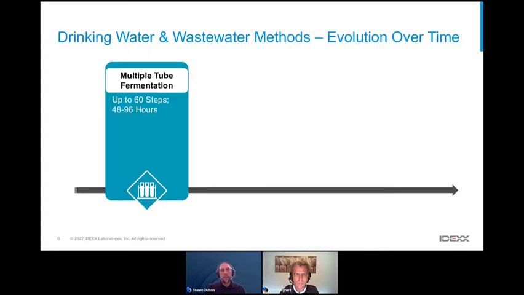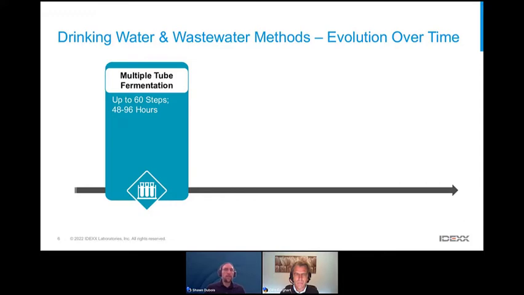So when we talk about testing, there has been a change over time as to how we test for those bacteria. Initially, the first kind of testing we had was multiple tube fermentation. It is a rather lengthy process. It takes up to 60 steps to run this kind of testing format, and it can take up to 4 days to get a confirmed result.